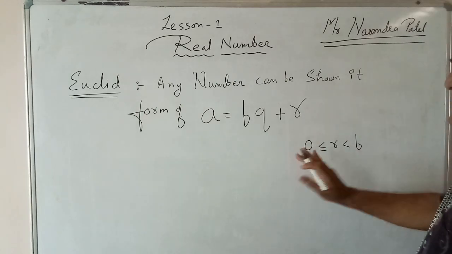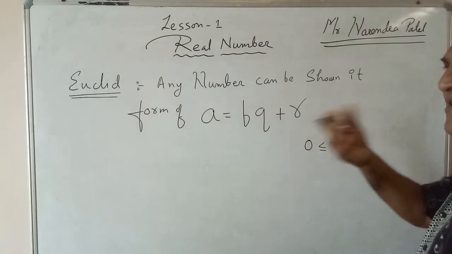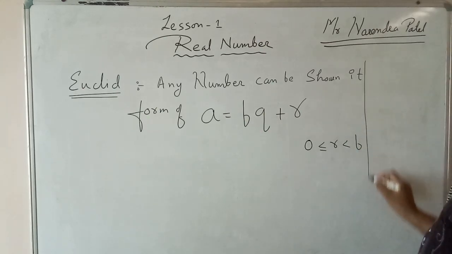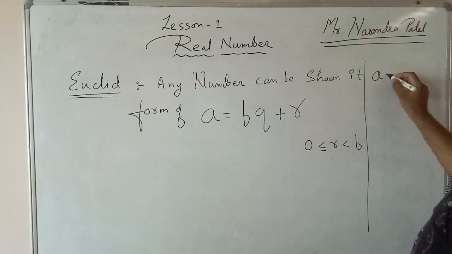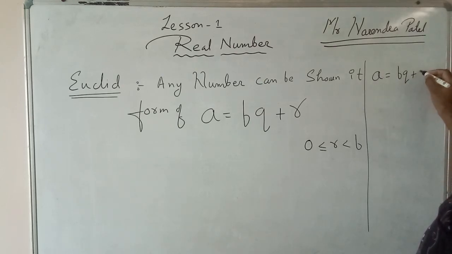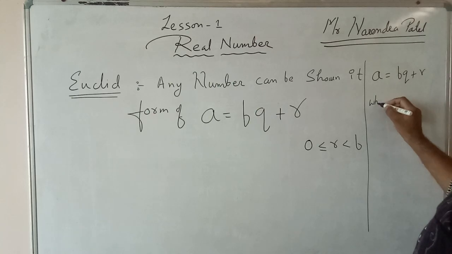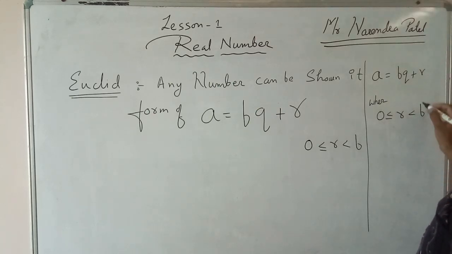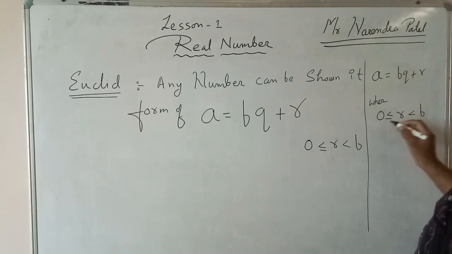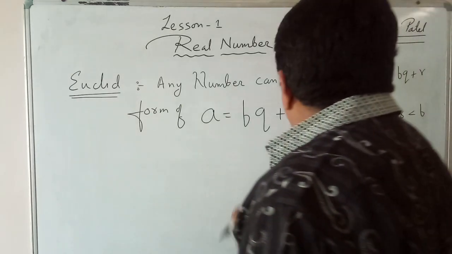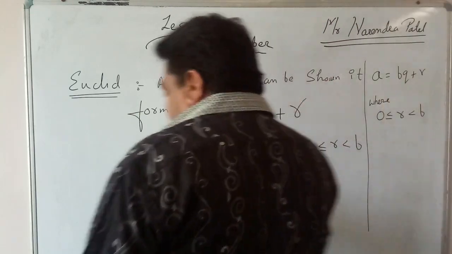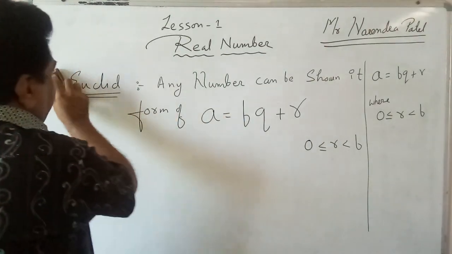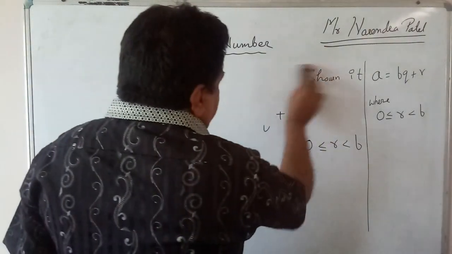Let me write this thing here, so that in further study you will know how to use it. Euclid said that A is equal to BQ plus R, where R is between 0 and B. This was told by Euclid, and you should remember it. You have to use it for solving the sums also.